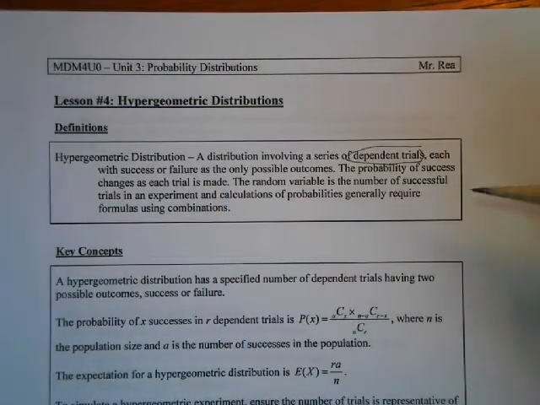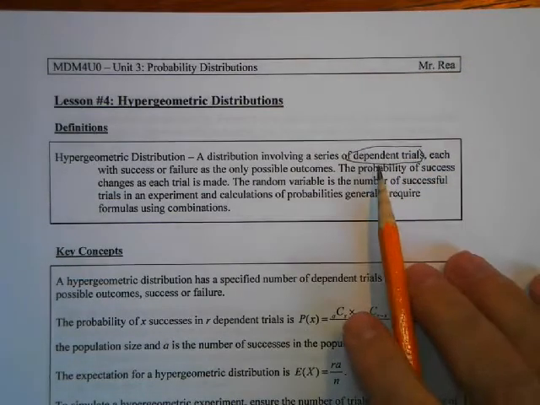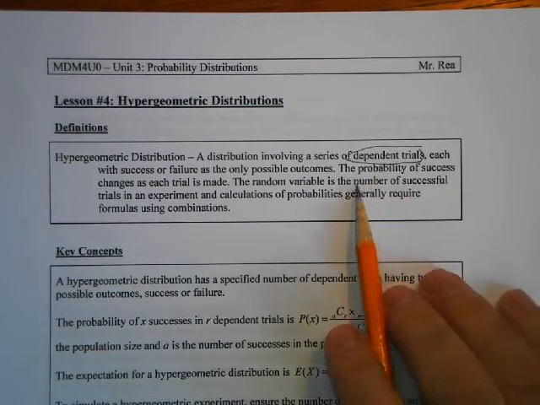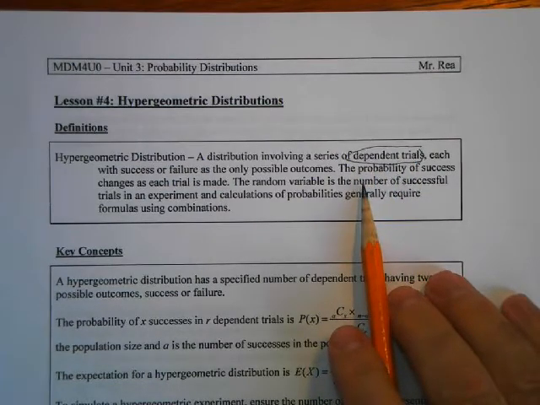Where it differs from binomial, remember we used p's and q's for the probability of success and failure, which basically implies that those probabilities to succeed or fail never change. And that is true with binomial distribution. With hypergeometric, it's dependent. What that means is covered in the second line: the probability of success changes as each trial is made.